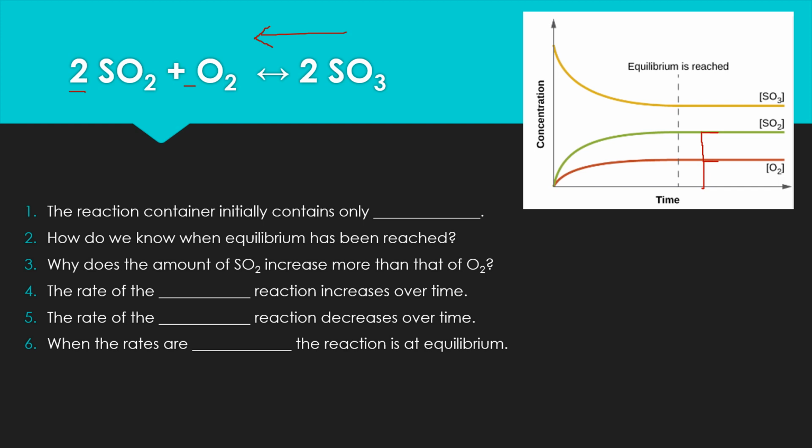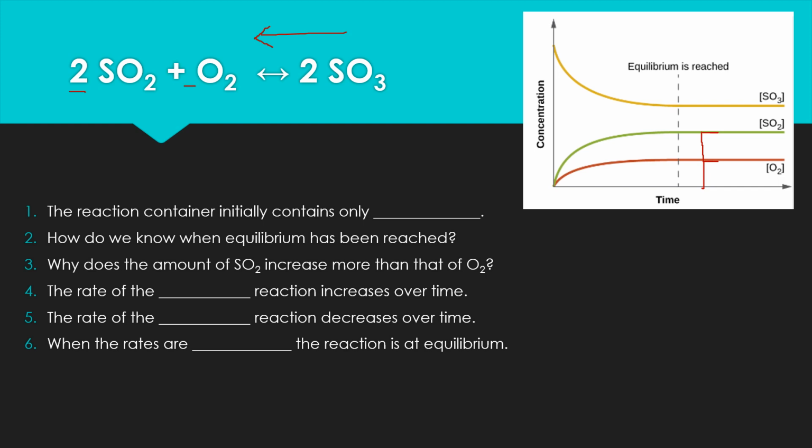All right, so the rate of the blank reaction increases over time. The rate of the forward reaction in this case is increasing over time. As we make the SO2 and the O2, we can start increasing the rate of the forward reaction. And the rate of the reverse reaction is going to decrease over time as we use up that SO3. When the rates are equal, the reaction is at equilibrium. All right.